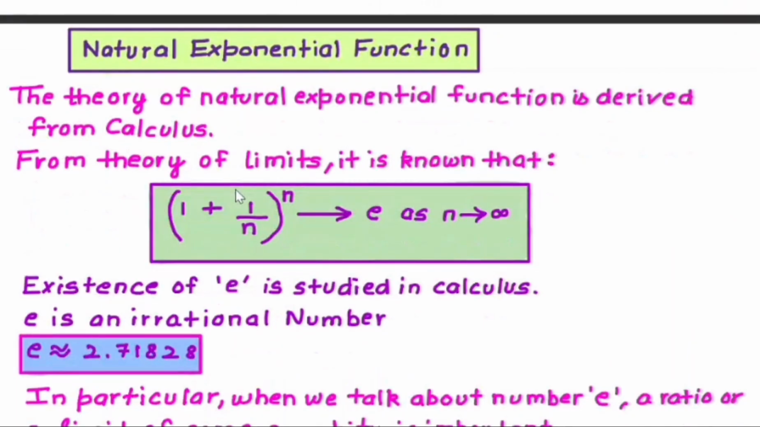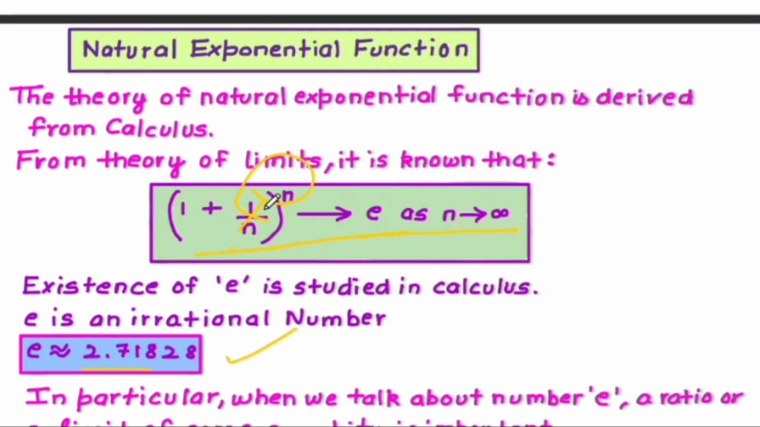Next we have the natural exponential function. That means the function which has natural base e, and its value is 2.71. We take 2.71 for all the calculations. So from limits we are totally aware of this, that 1 plus 1 upon n raised to power n tends to e when your n tends to infinity.